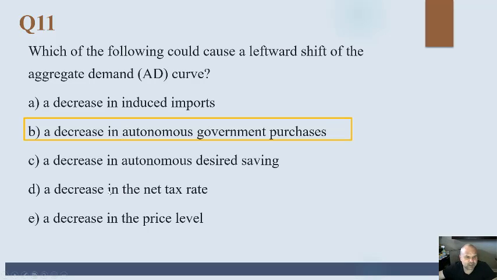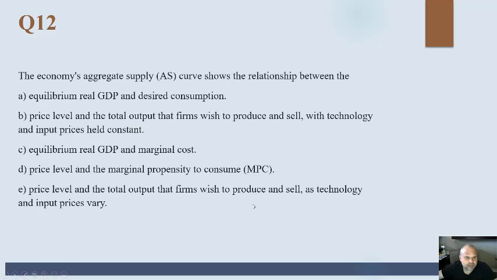These other things would not correspond to a leftward shift in the aggregate demand curve. So the economy's aggregate supply curve shows the relationship between what? Hit pause and try and figure out the correct answer. If you remember, the aggregate supply curve is drawn in the price level and real GDP space, and it's upward sloping.